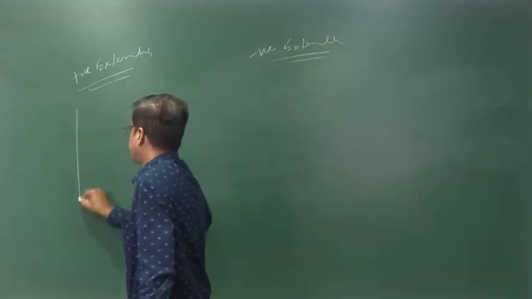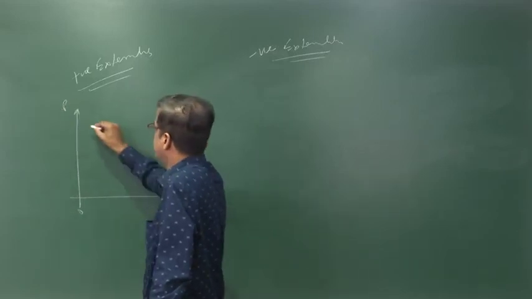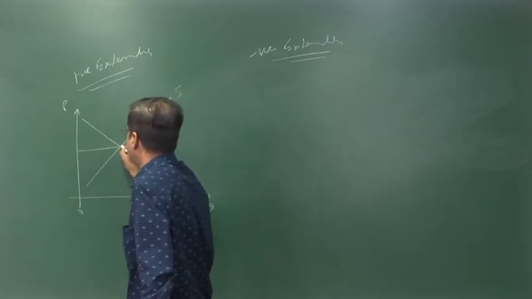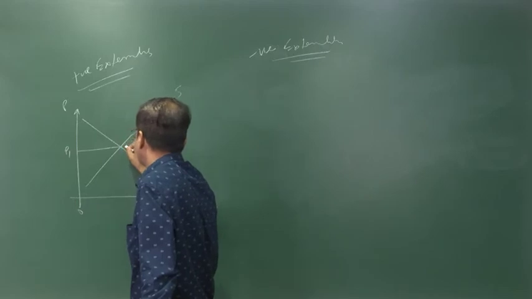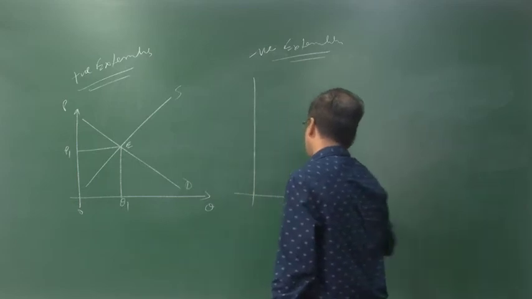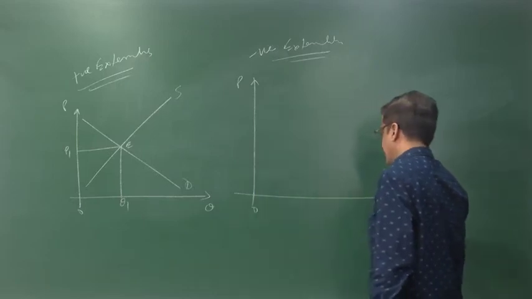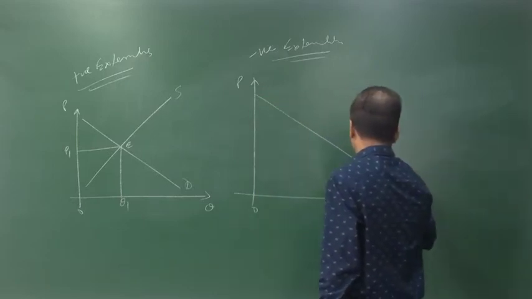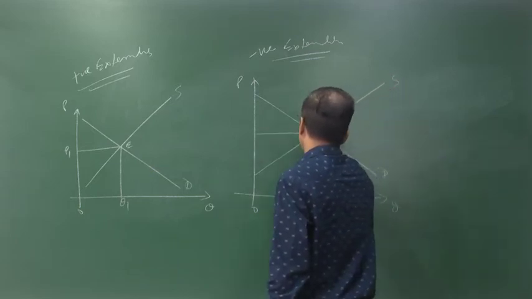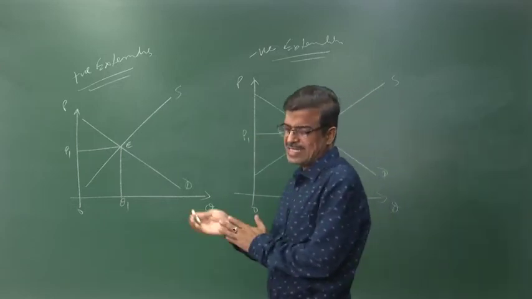In case of positive externalities, this is the price and the quantity, this is the demand and supply. This is the initial situation: at what price the producers try to sell their product at a specific price. In both cases, positive as well as negative externalities, this is the demand and this is the supply curve, this is the point of equilibrium, and this is the equilibrium price and equilibrium quantity. This is the initial situation.